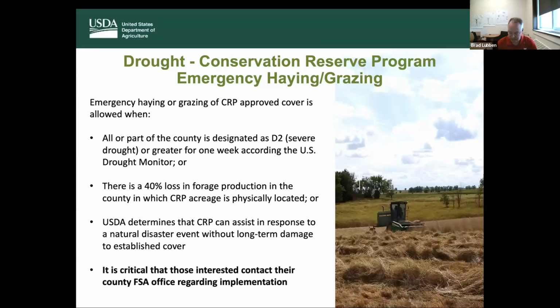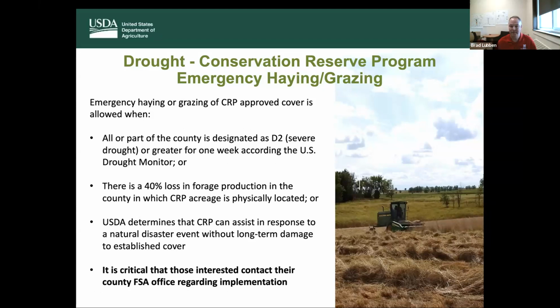There is a secondary option for qualifying for emergency haying and grazing. If a county does not hit D2, but they feel they've had a 40% loss in forage production in the county, they have the opportunity as a local county committee to request to authorize emergency haying and grazing. But in this situation with the drought conditions that we're in, we would not have to worry about that because all counties have met the general criteria under the drought monitor.